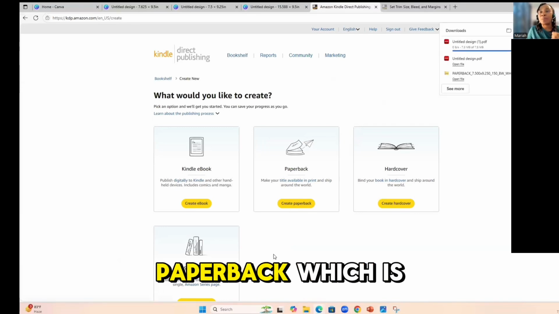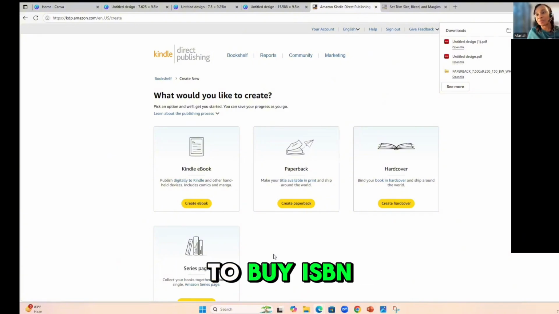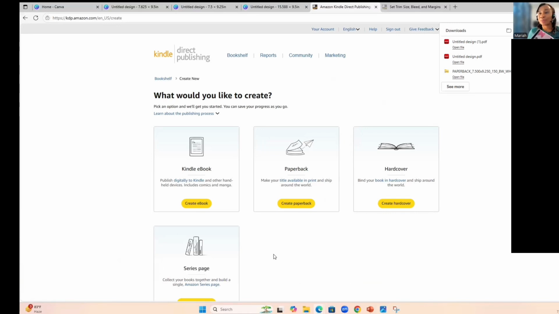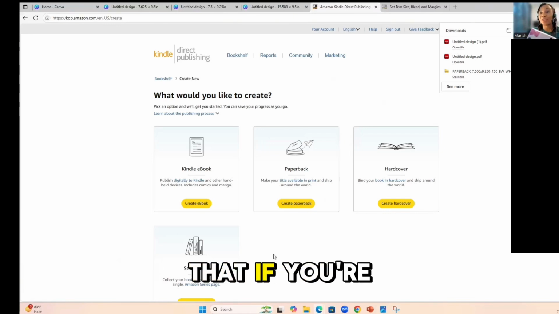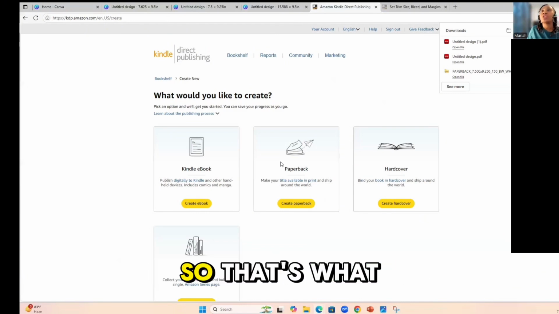Then we have paperback, which is what we are doing: low cost books, books that will not cost, so we don't have to buy an ISBN. You can make puzzles. You guys know this puzzle that we used to play when we were young. We used to play it on paper. People now do it as books. If you're so good with puzzles, you can do that. And you can do journals, templates, coloring books, those are low content books. So that's what paperback is.